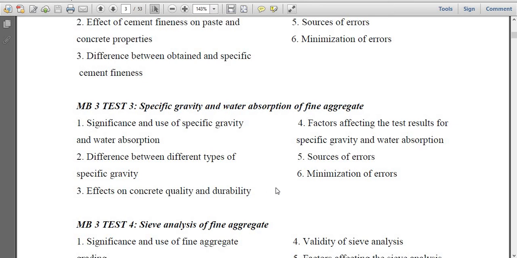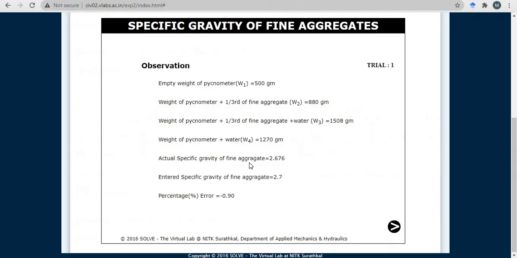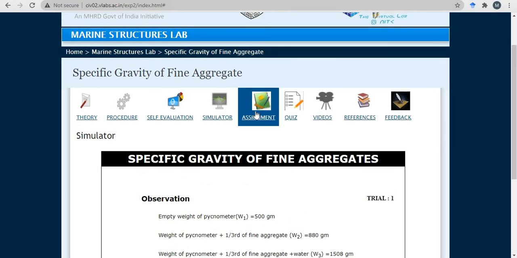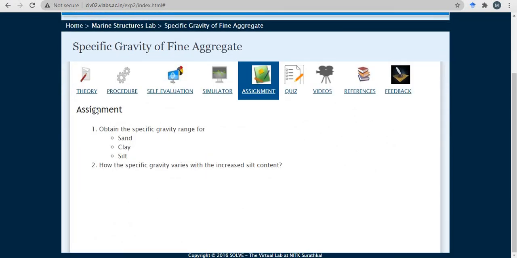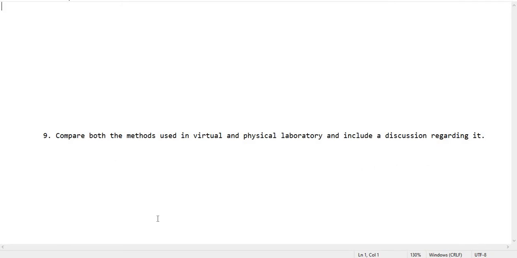Apart from these 6 questions, you need to go back to the virtual lab page. If you go up here, you can find assignment questions. So there were 6 right just now. You need to answer these 2 also. So 6, 7, 8, and I also have 1 bonus question for you. Question number 9 will be: compare both the methods used in the virtual and physical laboratory and include a discussion regarding it. So what is the difference between the virtual and physical lab?